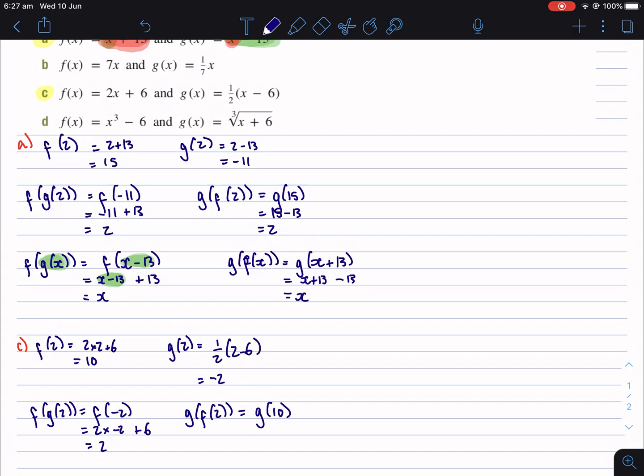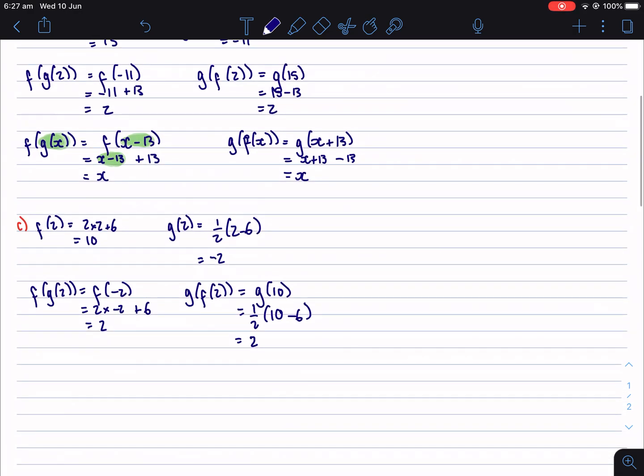Okay, g of f of 2 means we've got g of, now f of 2 ended up as 10. So for g, we have to do half outside of, and then it's x, so 10 takes 6. 10 takes 6 is 4, half of that, 2. Hooray, they end up as the same thing. What a surprise.